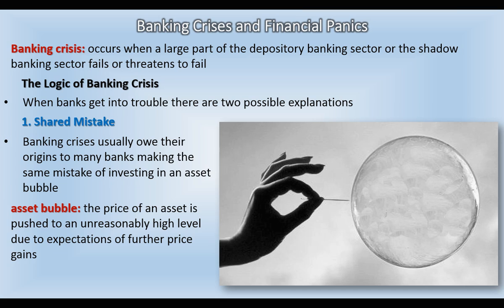So an asset bubble is the price of an asset. An asset bubble entails the price of an asset being pushed to an unreasonably high level due to expectations of future price gains. So it happens in the housing markets all the time. People expect housing prices to go up, which is what happened also in the 2000s, which is what led to the bursting of the CDO bubble.